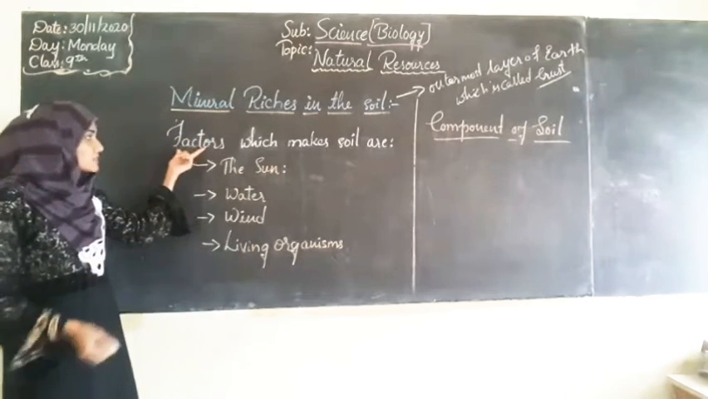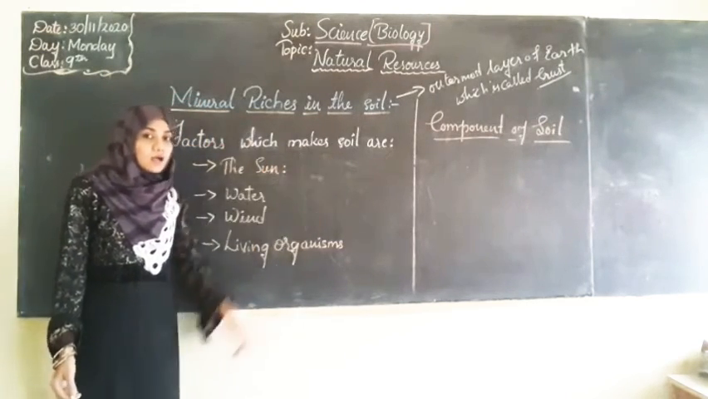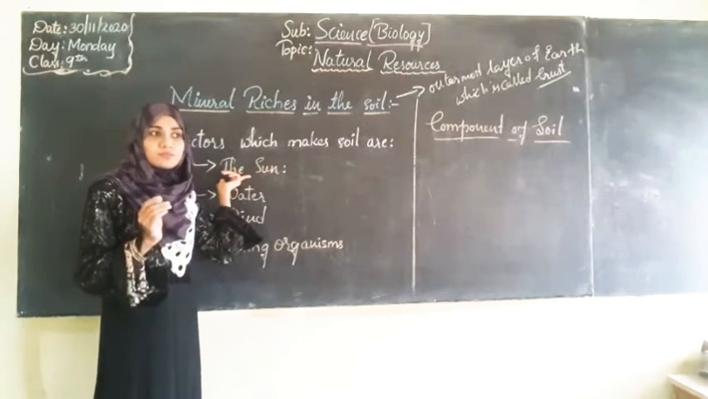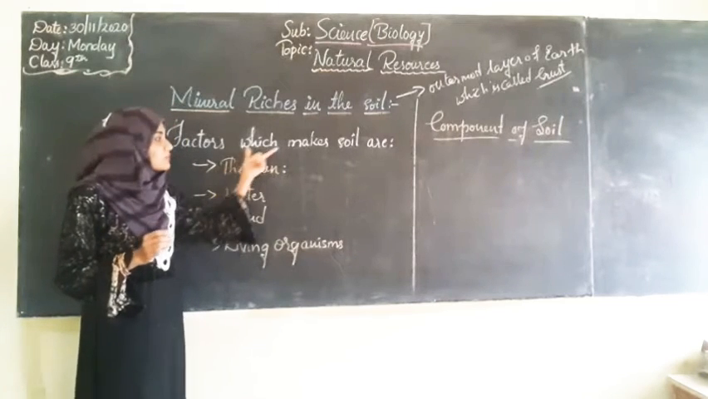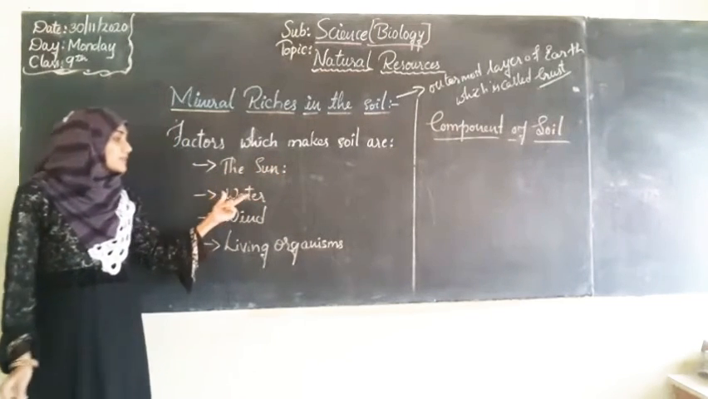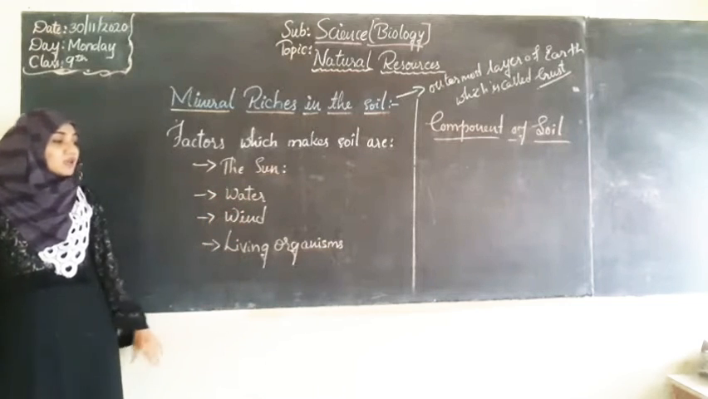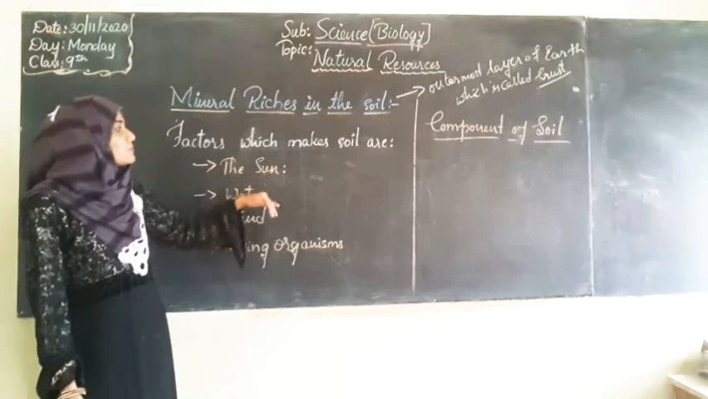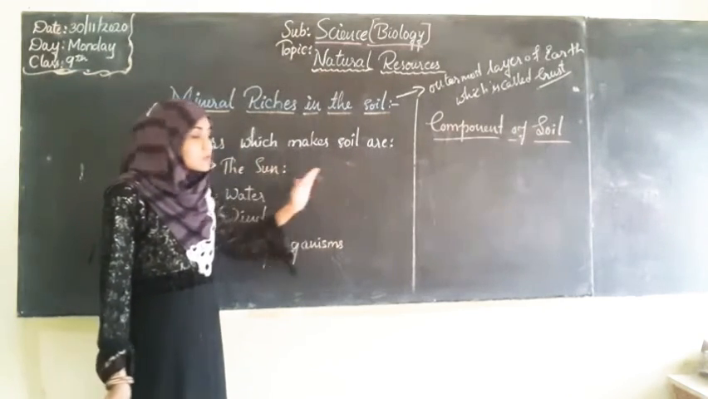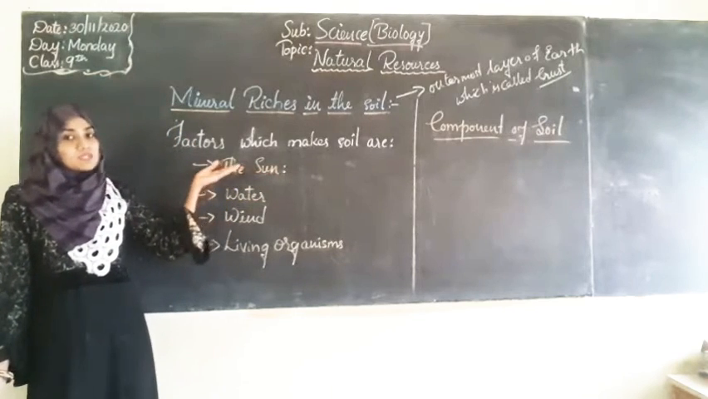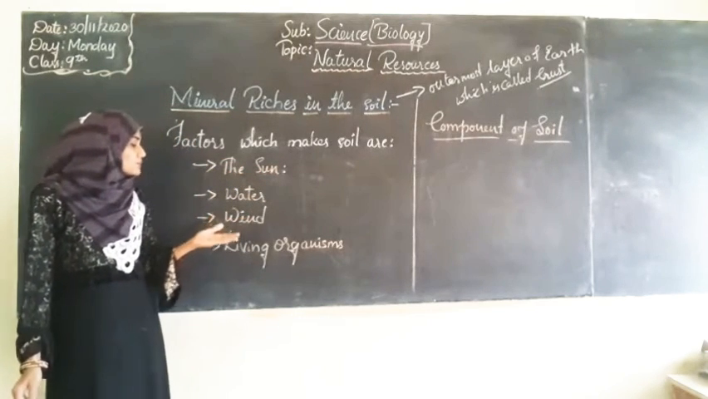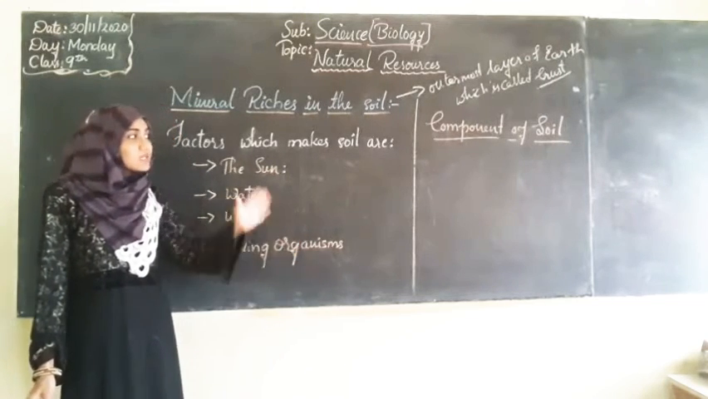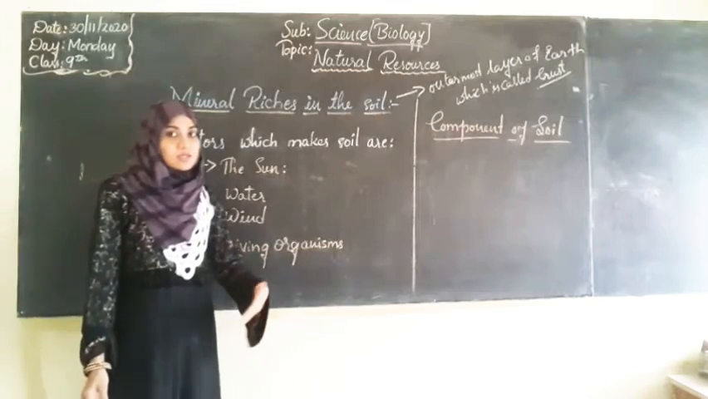Okay? So the factors which make soil are the sun. The sun played the most important role in the formation of the soil. Next, even the water, the wind and also the living organisms. So all these four factors together help in the formation of the soil. Now how does the sun help in the formation of soil? How does the water help, what is the role of the wind, and how do organisms help in the formation of the soil? That we will study in detail through the upcoming animated graphics.